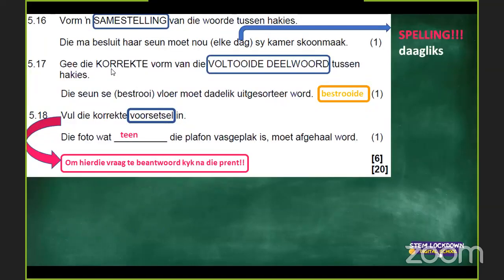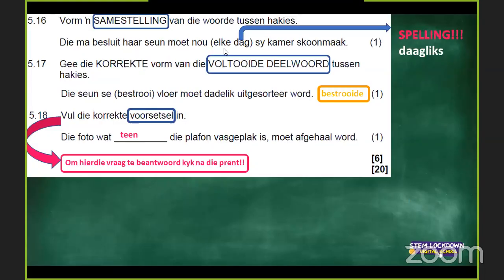Reg. Dan sê dit hier vorm 'n samestelling van die woorde tussen hakies. 'n Samestelling is actually a compound word. However, here where they ask elke dag is not actually, if we write it as one word, it is not actually a compound word. It is actually an afleiding because we've got a base word and a suffix. So elke dag becomes daagliks.